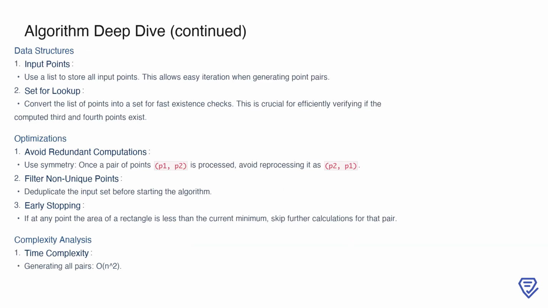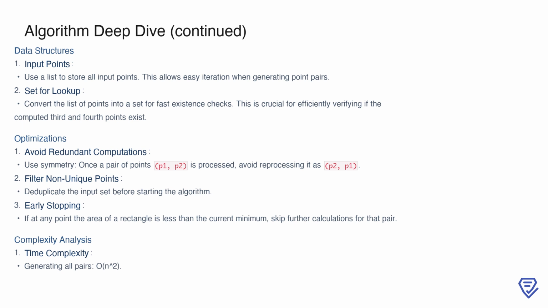To implement this algorithm effectively, we rely on two primary data structures, a list and a set. The list is used to store all input points, making it easy to iterate through them and generate point pairs. However, for efficient lookups, we convert this list into a set. The set allows us to check the existence of computed points, such as the third and fourth corners of a rectangle, in constant average time. Optimizations can further improve the algorithm.